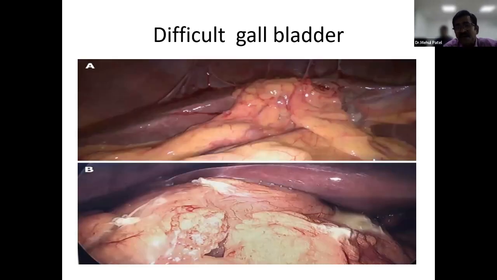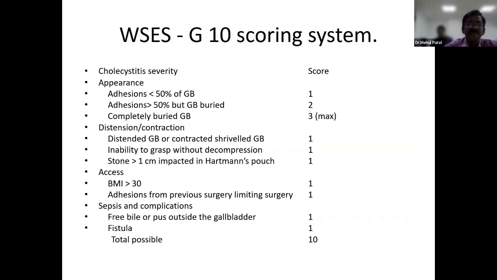So you see, these are some of the difficult gallbladders, where you go in and you cannot see where the gallbladder is. There are a lot of omental adhesions, there are inflammatory adhesions, wherever you touch it might bleed, there may be local perforation of the gallbladder. So once you are going in, you can predict during surgery that this is a difficult gallbladder surgery.